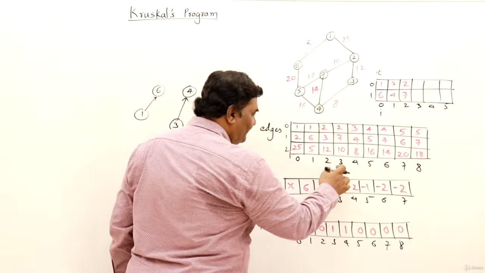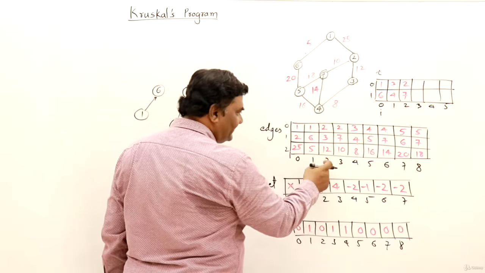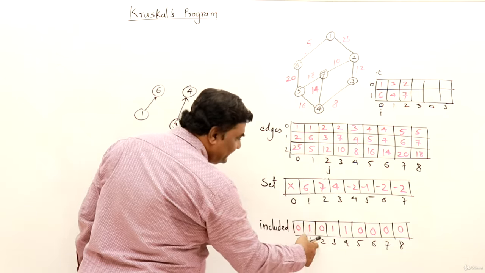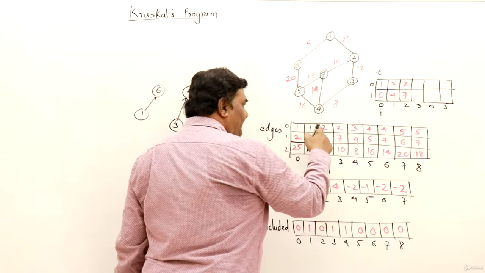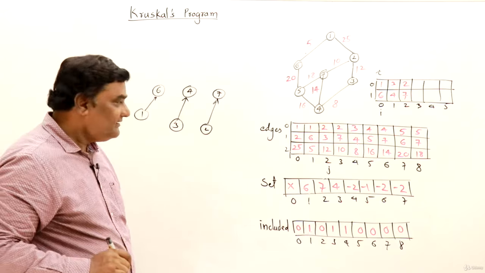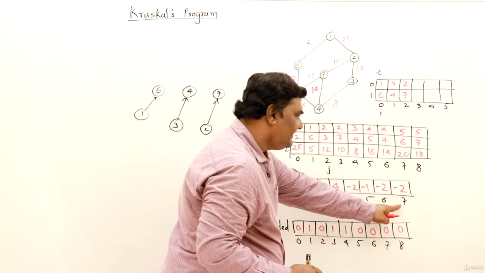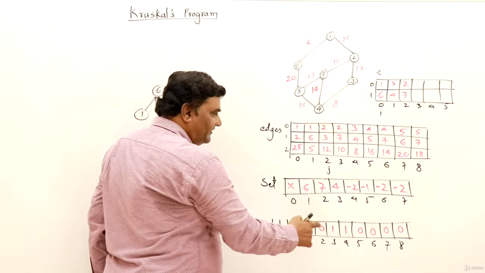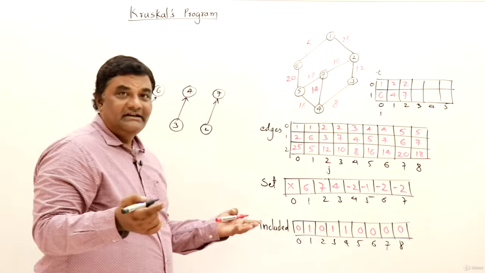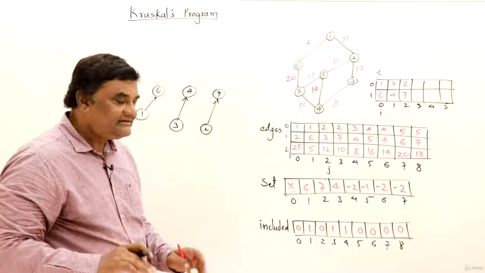Find out minimum out of all these. After 10 the next minimum is 12. This one. So this is J. Is 2 included? No, not included. Then find 2 and find 3 to find out whether they are forming a cycle. Find 2. Who is the parent of 2? 7. Find 3. Who is the parent of 3? That is 4. So yes, they are different. So we can join them. It is not forming a cycle.